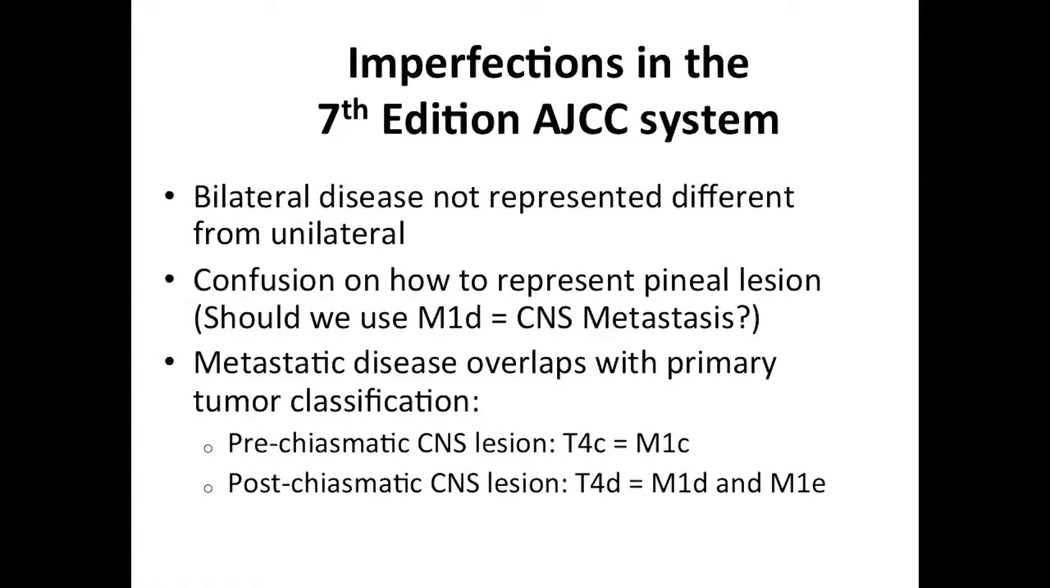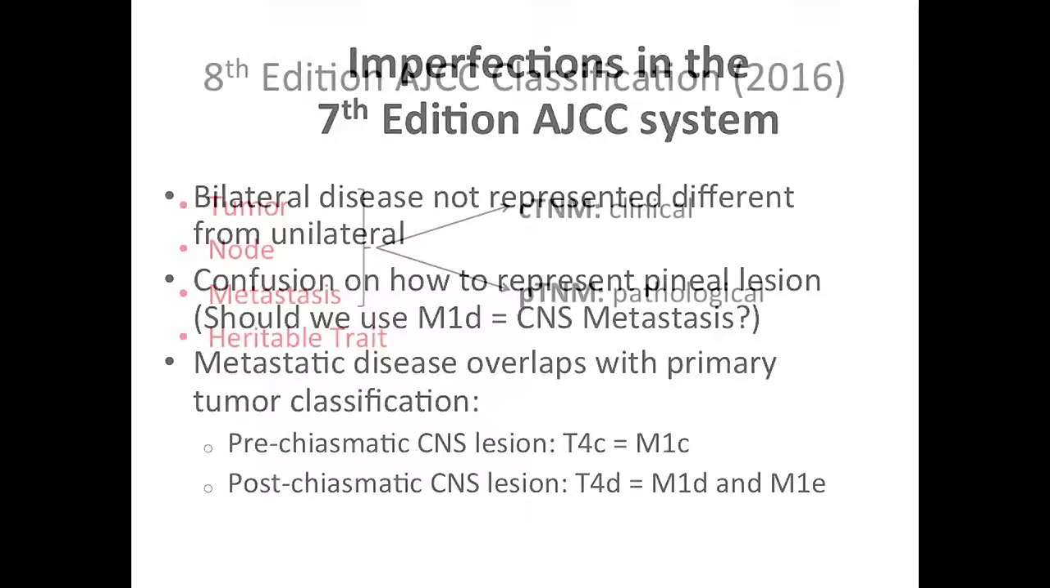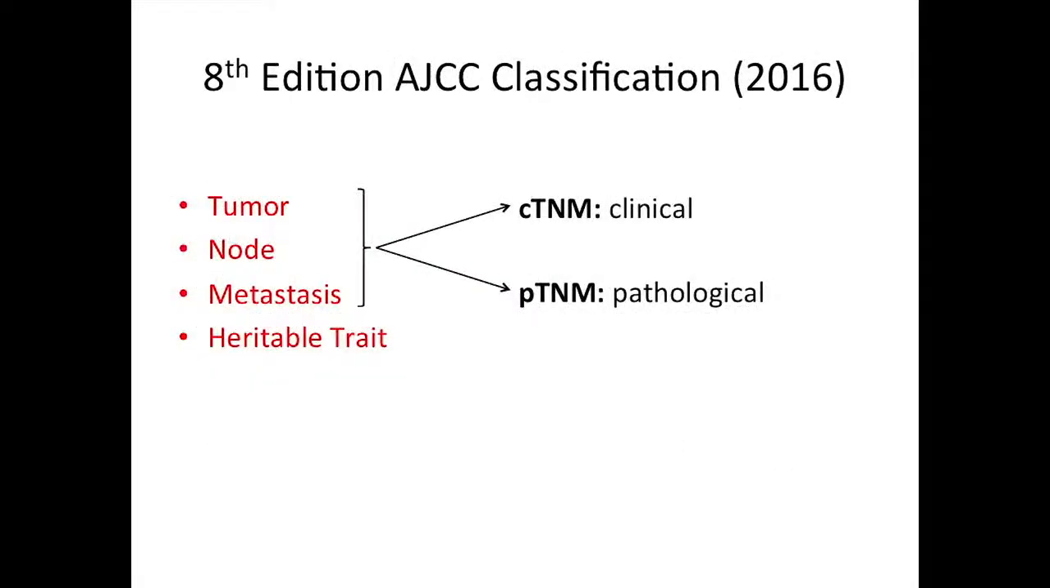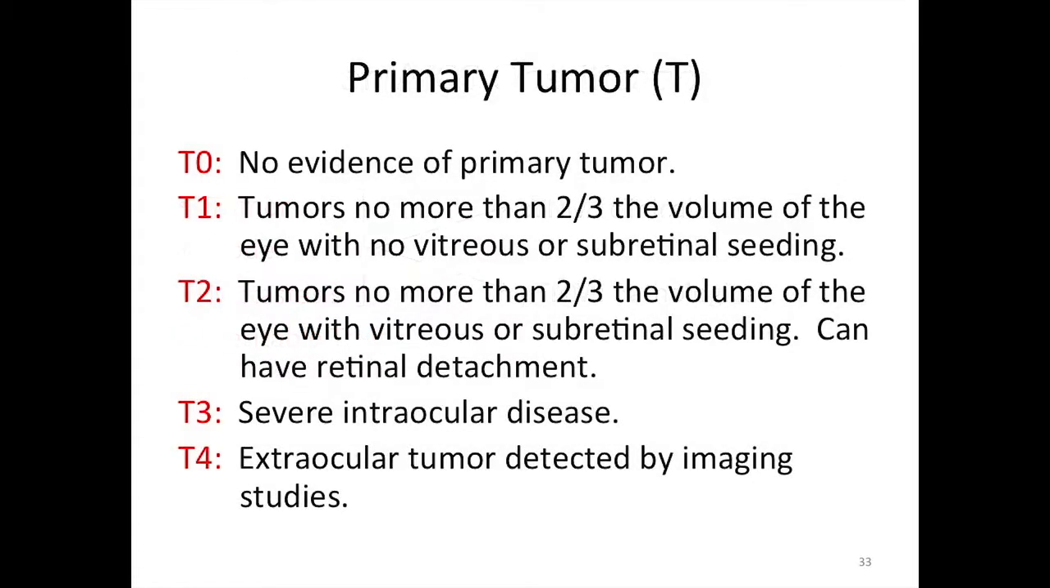And that's when came the 7th edition of AJCC, where we included the TNM classification system. But this wasn't complete as well. There were flaws in the 7th edition of the AJCC system as well. And that is why we now have the 8th edition, about which Dr. Galli has spoken extensively yesterday, and I'll just deal with it in a bit. So you have the cTNM, which is the clinical classification, and the pTNM, which is the pathological classification. For tumor, T0 is no evidence, and you go from T1, T2, T3, and T4.